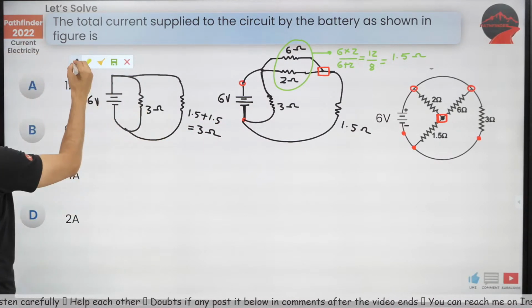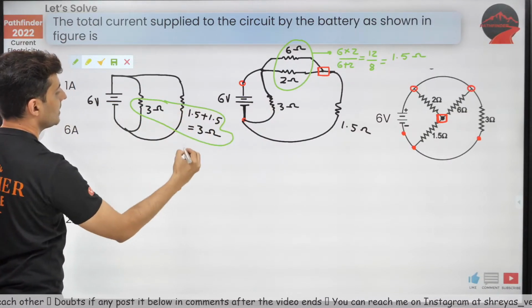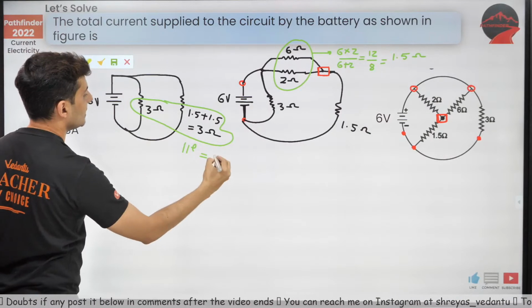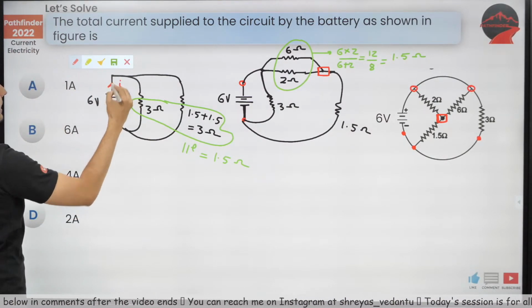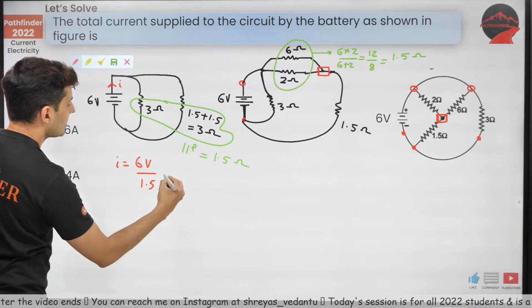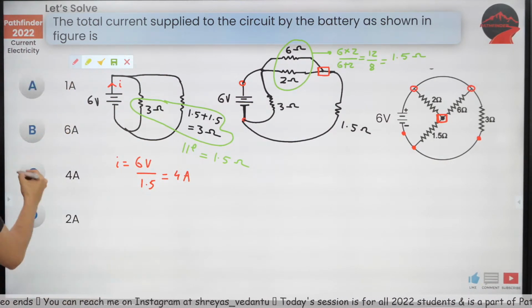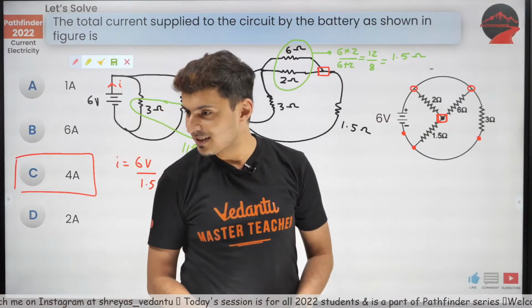Now this 3 ohm and this 3 ohm, you can clearly see both of them are in parallel. That means it will be 1.5 ohm. Now the last part, the current will be voltage divided by resistance, which is 4 amperes, which is option C, guys. How many of you got this?